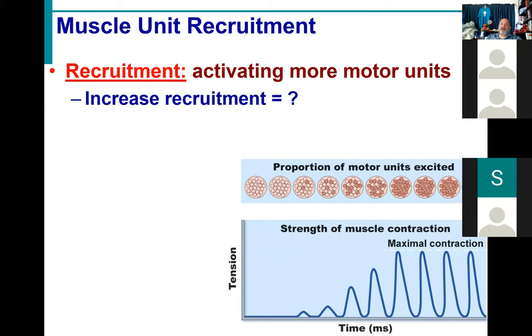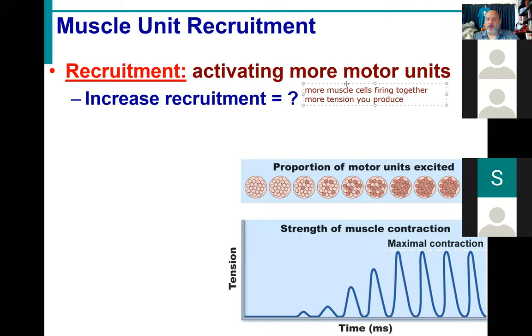But as I mentioned, the other big concept that we talked about with the illustration is this concept of recruitment. Recruitment allows you to get more and more motor units to work together. And when you have more motor units working together, the more muscle cells that are firing together, and the more muscle cells that are firing together, the more tension you're going to produce. So there's a huge advantage to being able to get more and more muscle cells to work together.